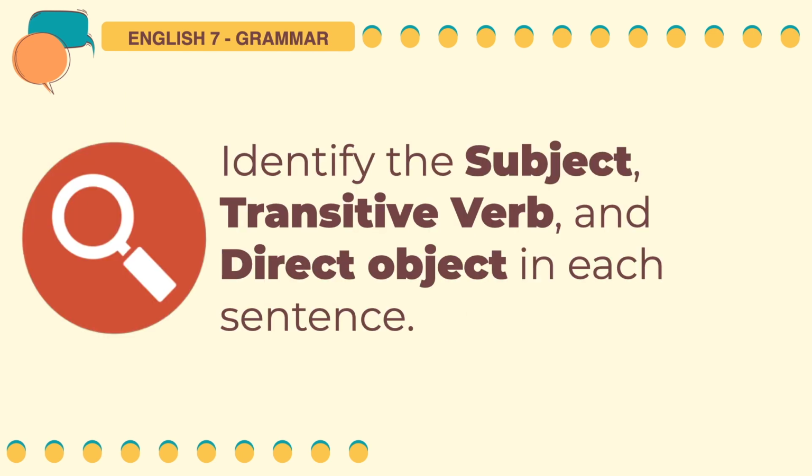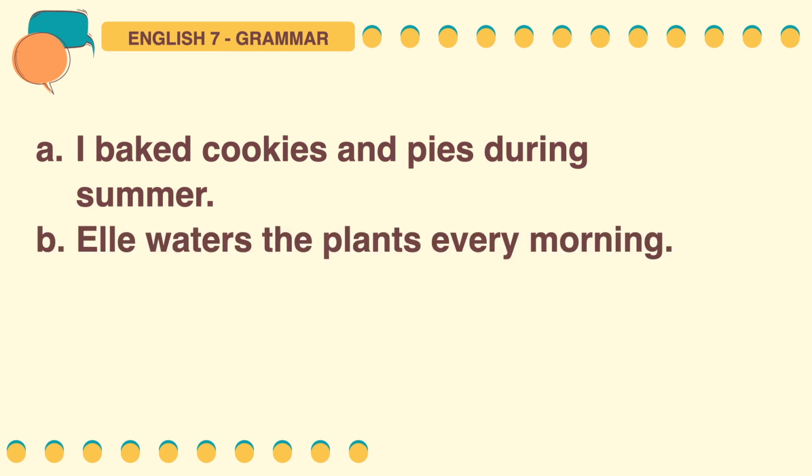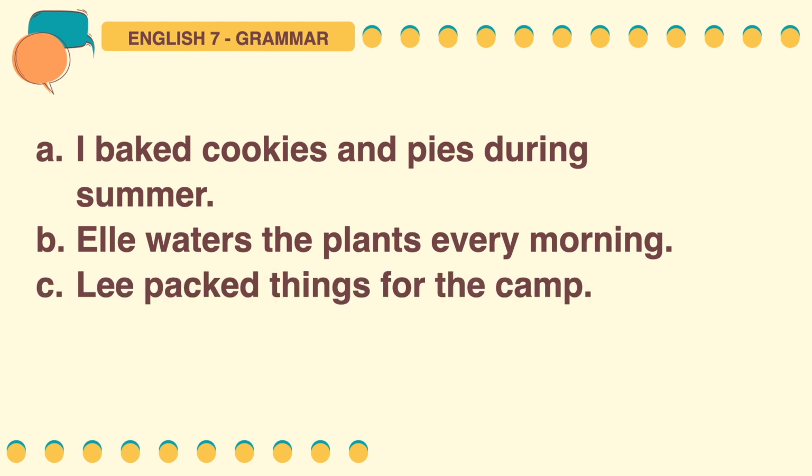It's now your time to try identifying the subject, transitive verb, and direct object in the following sentences. You may write your answers on a sheet of paper. The first sentence is, I baked cookies and pies during summer. Second, Elle waters the plants every morning. And third, Lee packed things for the camp. Remember to pause this video and try to identify the subject, transitive verb, and direct object in each sentence.